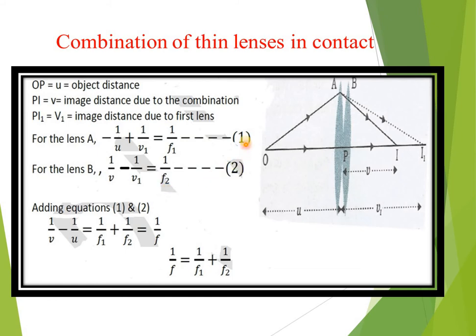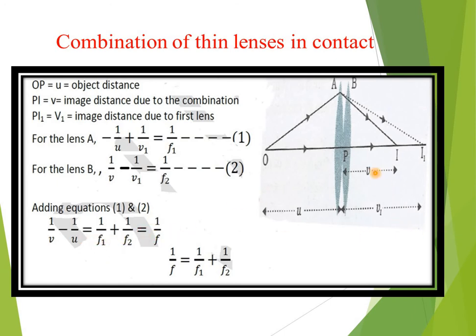Now if we see the equations carefully, we can find that equation 1 consists of 1 upon v1 and equation 2 consists of minus 1 upon v1. If we add these two, 1 upon v1 will be cancelled. So we get 1 upon v minus 1 upon u equal to 1 upon f1 plus 1 upon f2.